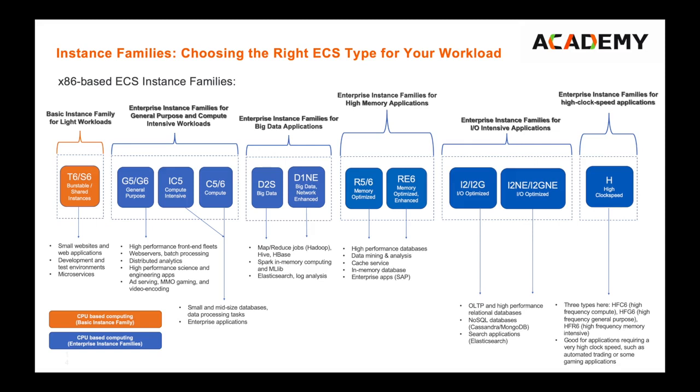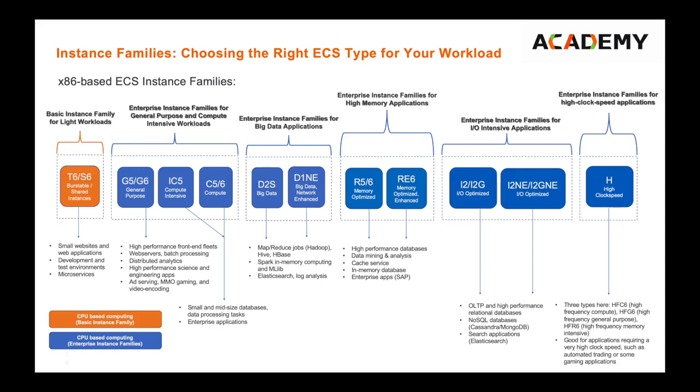Then there are the R5 and R6 and RE6 instances. These are memory optimized. These have a vCPU to memory ratio of 1:8, so you get 8 gigabytes of RAM for every virtual CPU core. These are for high performance in-memory databases, data mining, SAP, basically any memory-heavy workload. And then there are the I instance classes. These are for I/O intensive workloads. These typically include super fast local disk. So these have high-speed local disk storage that you can utilize to accelerate applications that require high-speed persistent storage.